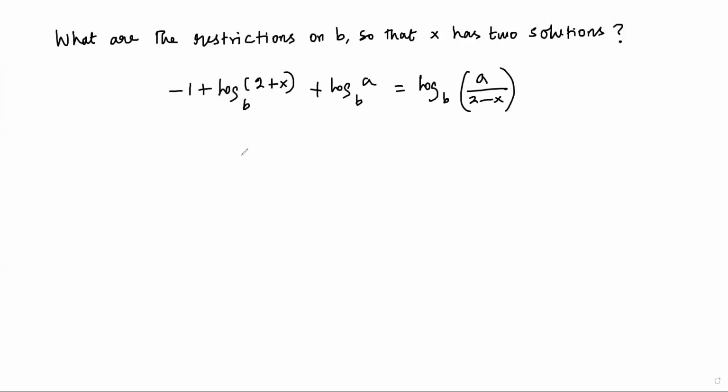What are the restrictions on b so that x has two solutions in this given equation? Okay, let us try to solve this equation for x.